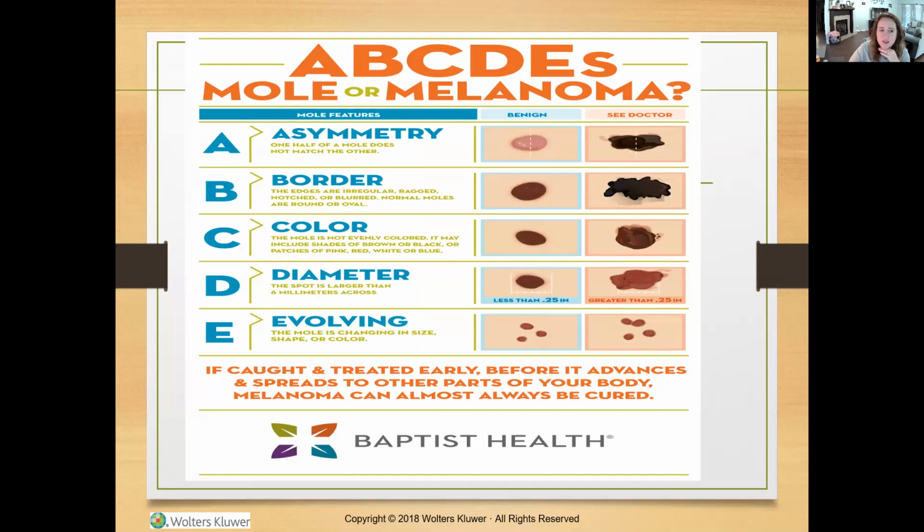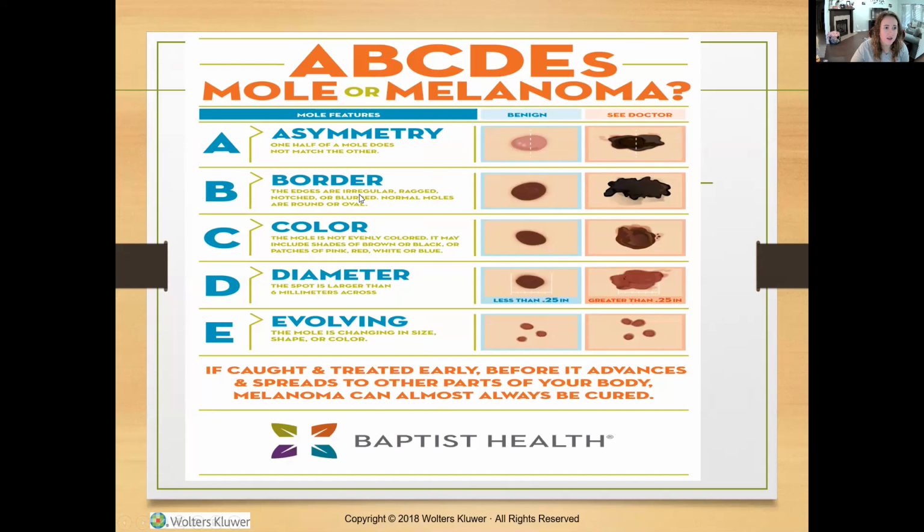So when we're assessing for, is that a mole or a melanoma? So here's your ABCDEs of assessing for that. So asymmetry. One half of the mole does not appear to match the other. So we would look at the mole and see, okay, is it round on this side, round on that side, or is it round on one side and squiggly on the other? So if it's not symmetrical, then that's a high risk red flag for melanoma.